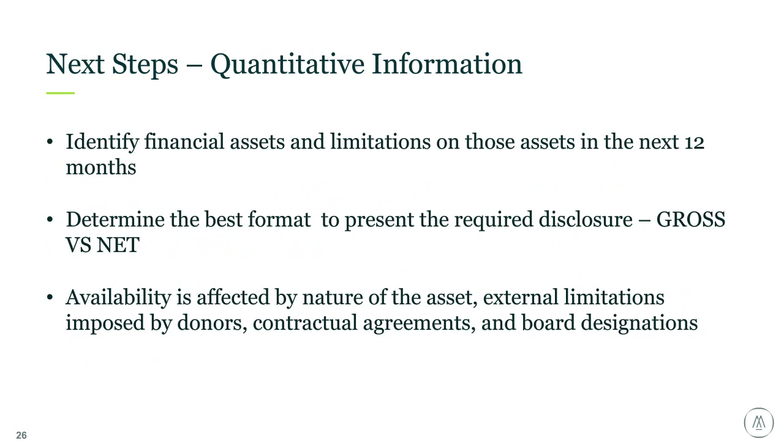Along with the qualitative information, you will include the quantitative information of financial assets and the limitations on those assets in the next 12 months from the financial statement date. There is flexibility on the format in presenting the disclosure, so the financial assets can be disclosed at gross or net of these limitations. So I'll show an example here in a second of what this might look like. So keep in mind, availability of financial assets may be affected by its nature, external limits imposed by donors or law, and internal limits imposed by governing board decisions.